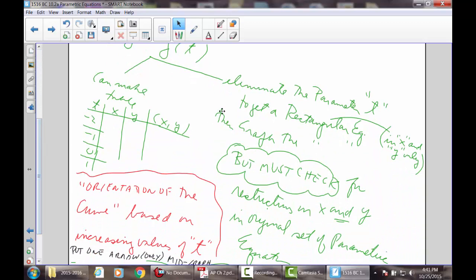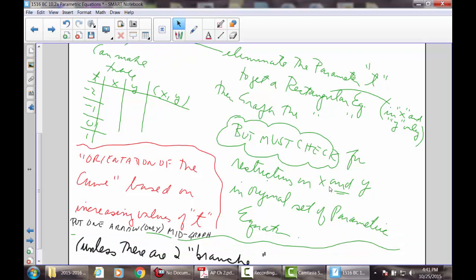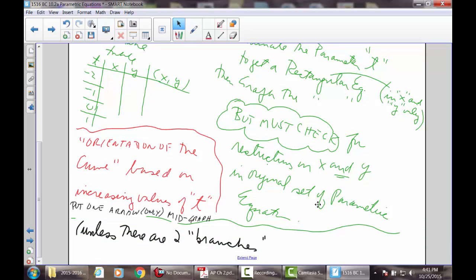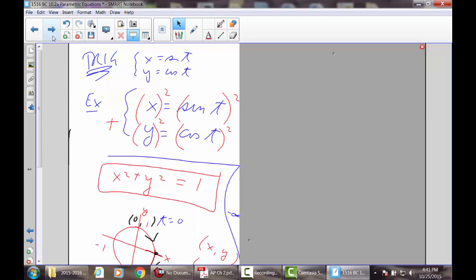So you can eliminate the parameter to get a rectangular equation, or you could make a table, but you've got to check the restrictions on x and y in the original set of parametric equations. The orientation of the curve is based on increasing values of t. Put one arrow only mid-graph, unless there's two branches.